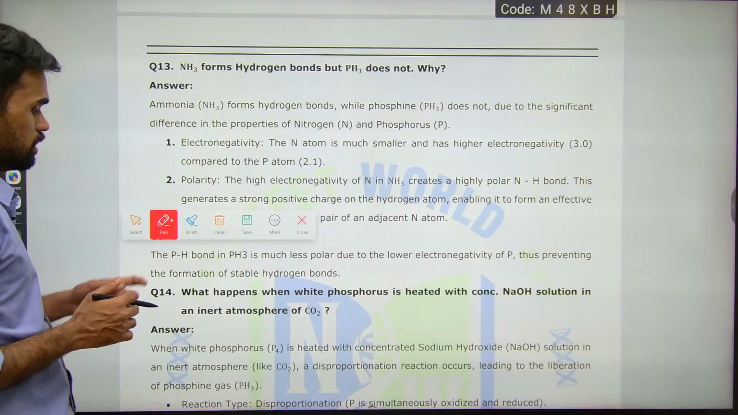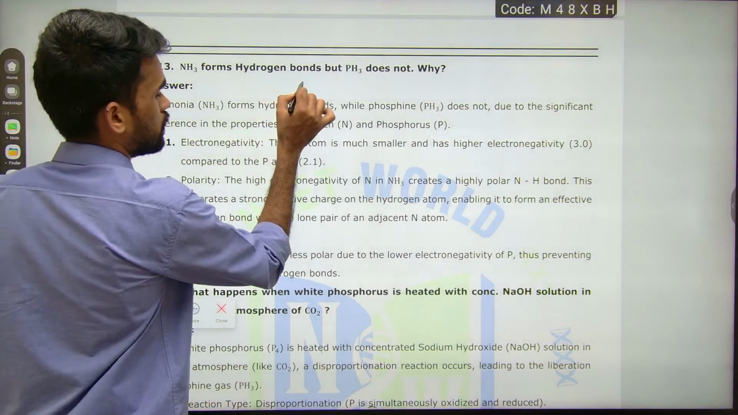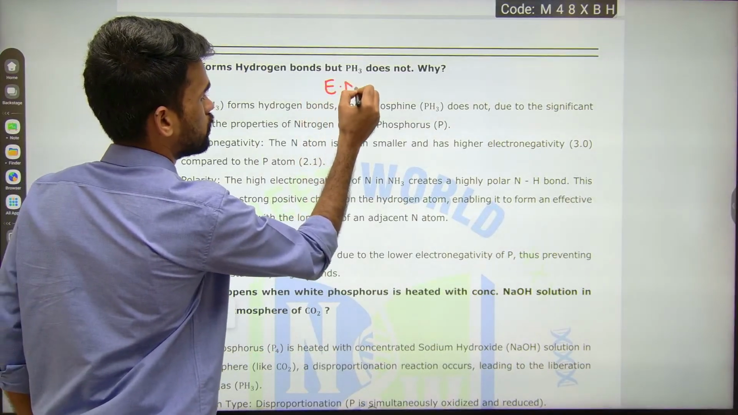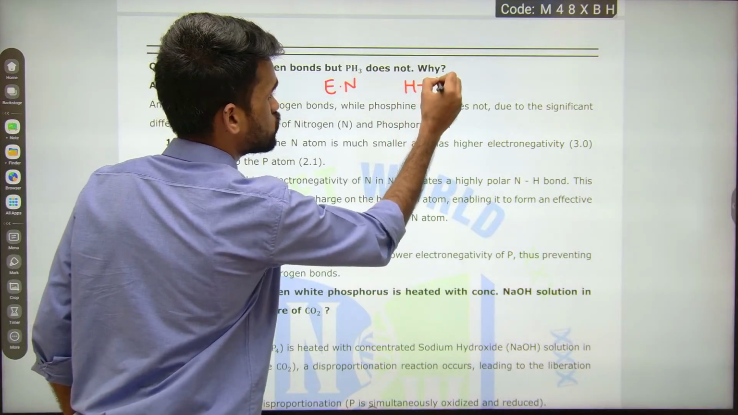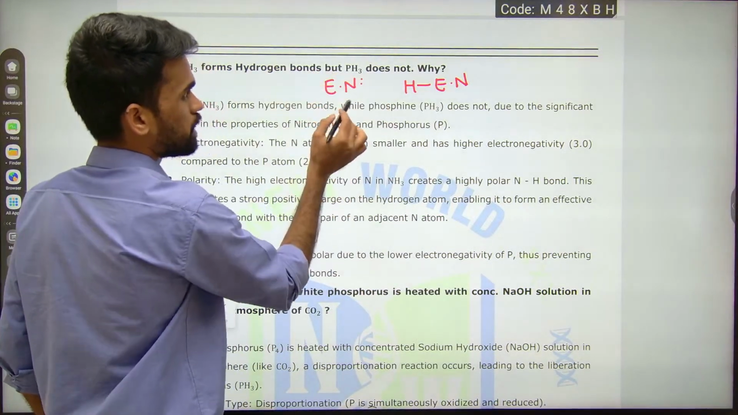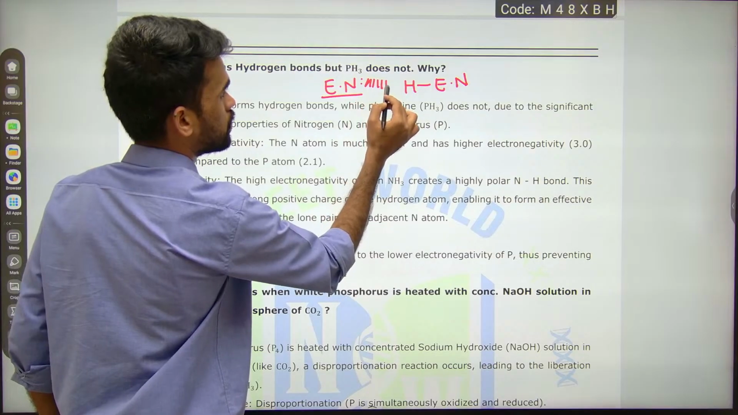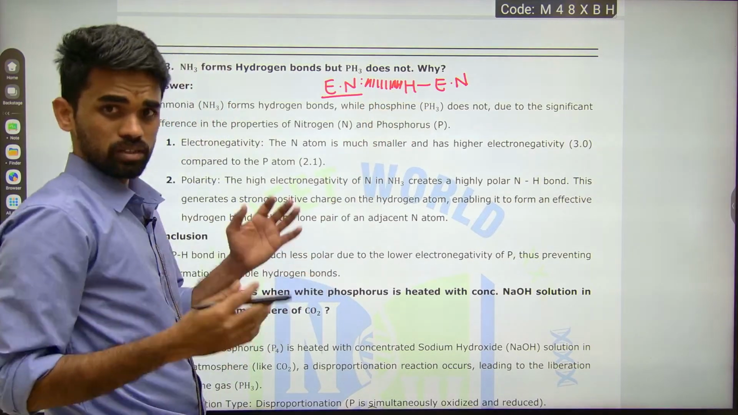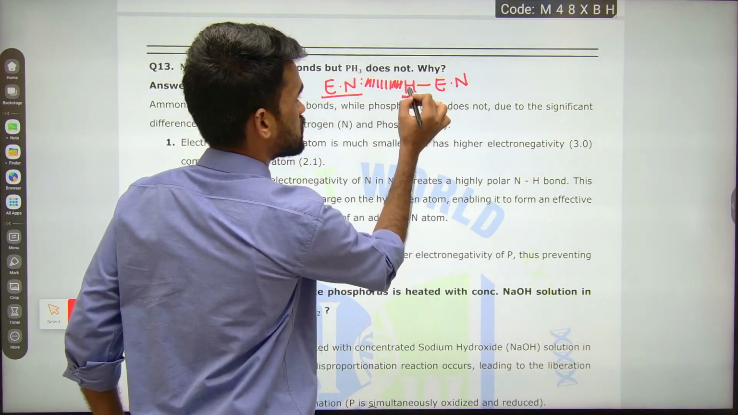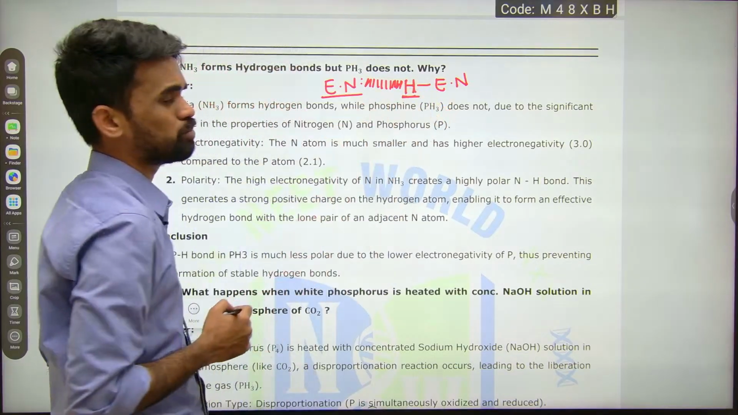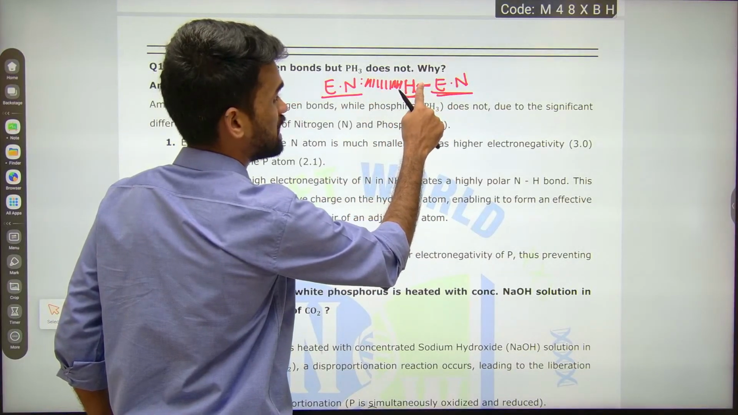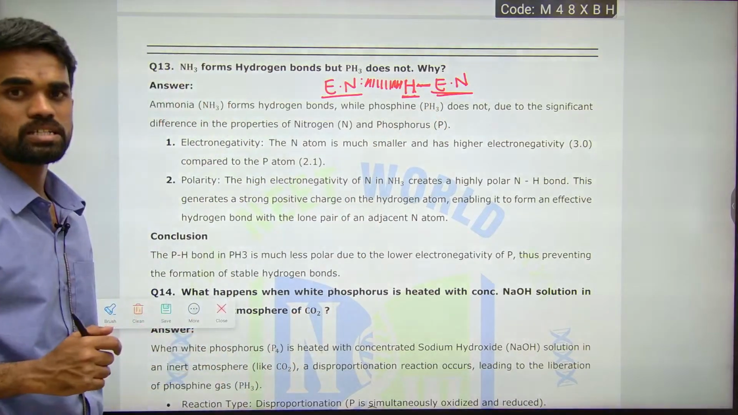First of all, the hydrogen bond is nothing but an electrostatic force of attraction between an electronegative atom and a hydrogen atom attached to another electronegative atom. The lone pairs of this electronegative atom will have electrostatic attraction with the positively charged hydrogen. This is a partially positive charged hydrogen. How does it get partial positive charge? Because it is attached to a more electronegative atom. Due to that, the bond gets polarized as H plus and a partial negative charge on the electronegative atom.